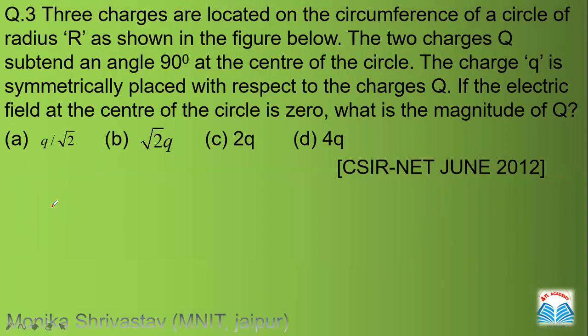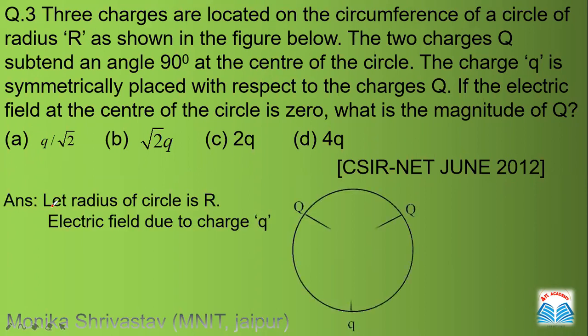Next question is, three charges are located on the circumference of a circle of radius r as shown in the figure below. The two charges Q subtend an angle 90 at the center of the circle. The charge Q is symmetrically placed with respect to the charge capital Q. If the electric field at the center of the circle is 0, what is the magnitude of capital Q? So this is the diagram. This is a sphere having radius capital R, and there is an electric field due to charge small q, and we have to calculate the relation between this capital Q and this small q.